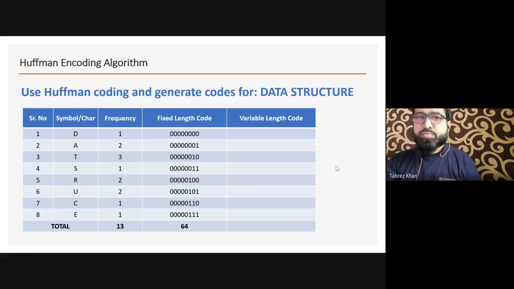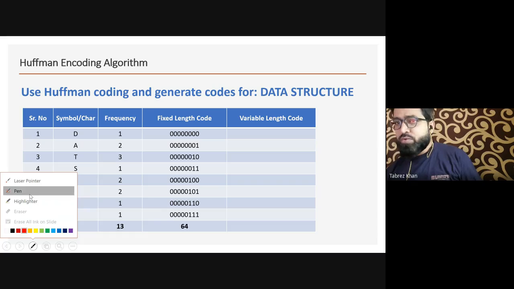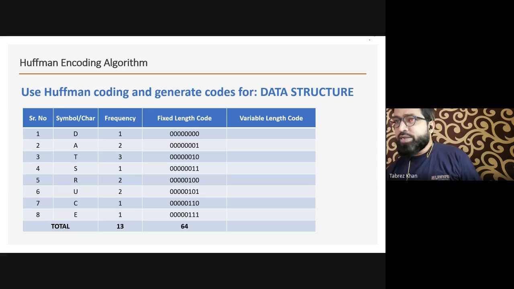Now, this is the example which we are going to solve now. So use Huffman coding and generate codes for the given data. The data is "data structure". So this is the data which is input to us, and what we need to do is generate the varying length code for all the unique characters in the given data.